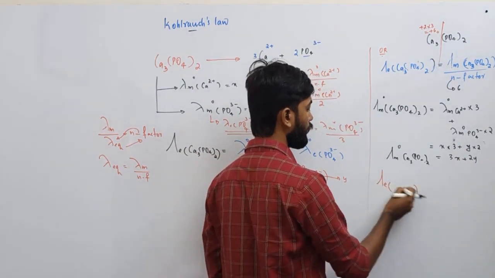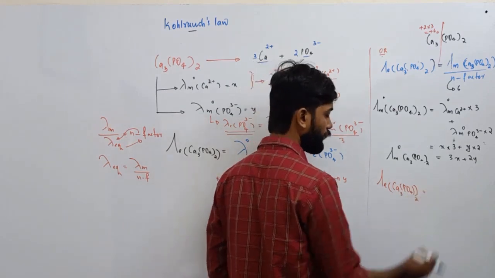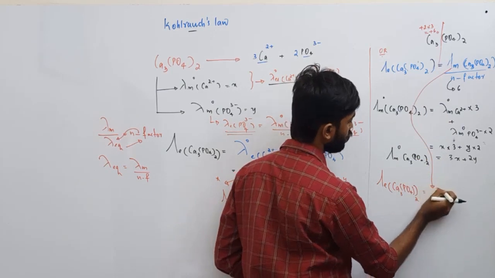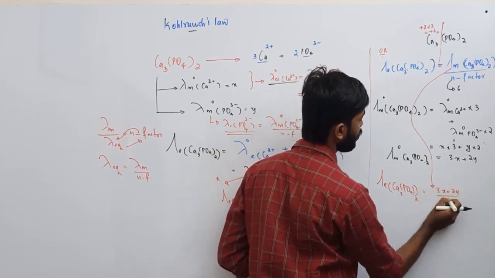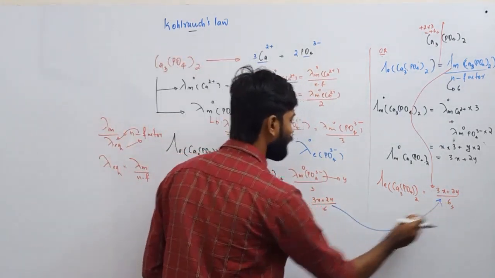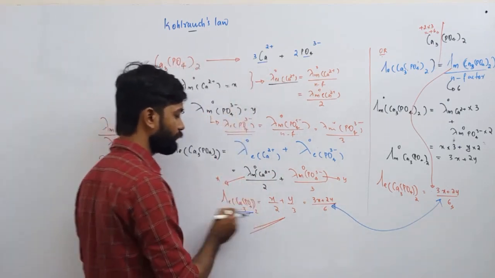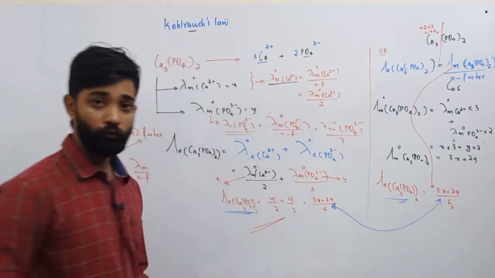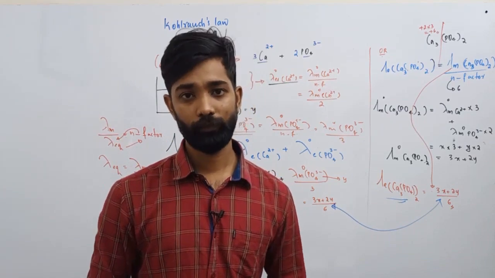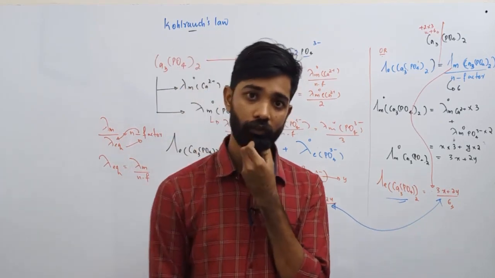Therefore, the limiting equivalent conductivity of Ca3(PO4)2 will be the limiting molar conductivity, that is 3X plus 2Y, divided by the n factor that is equal to 6. So what is the logic? These two are the same. Whatever be the sense, the answer will be the same. So this is the idea. Got it?